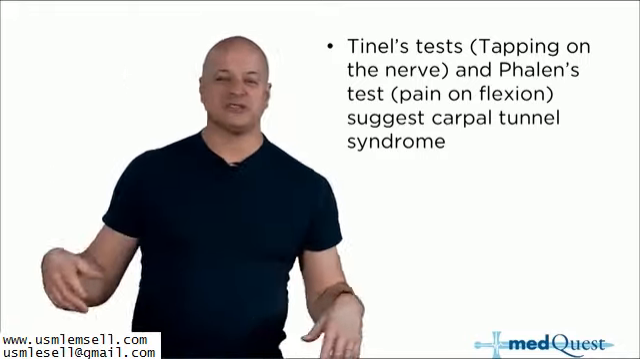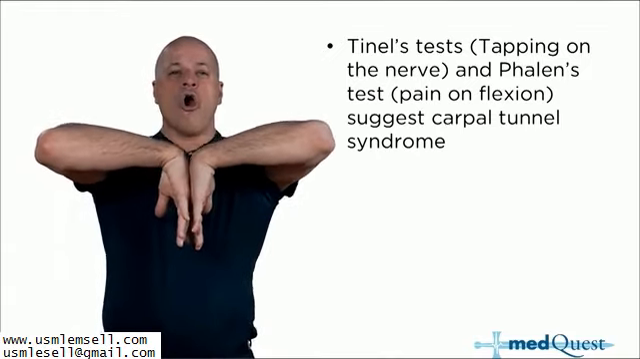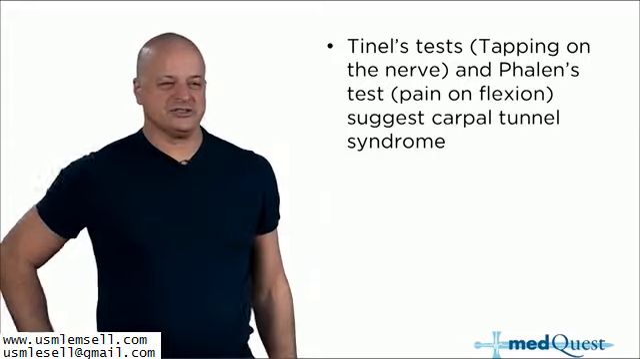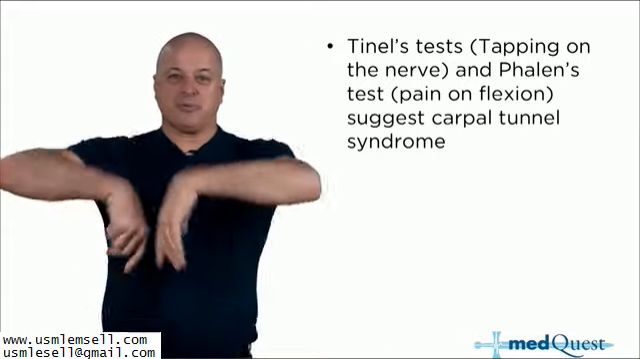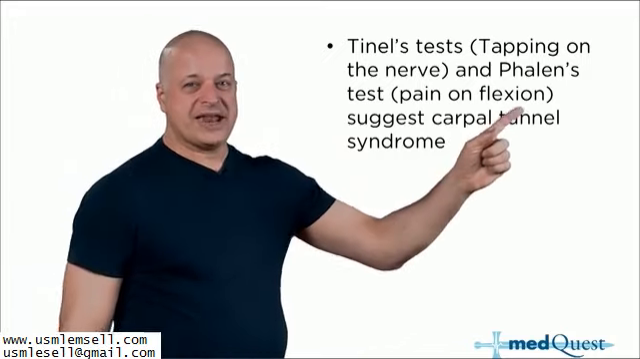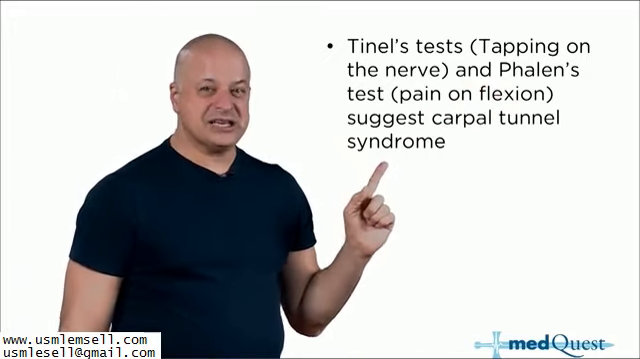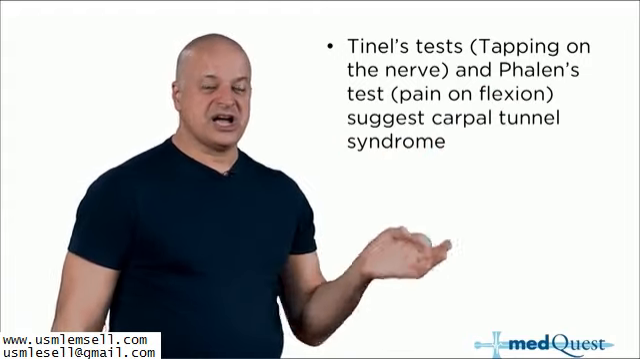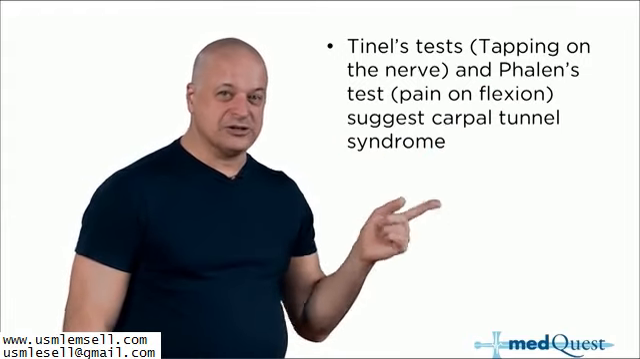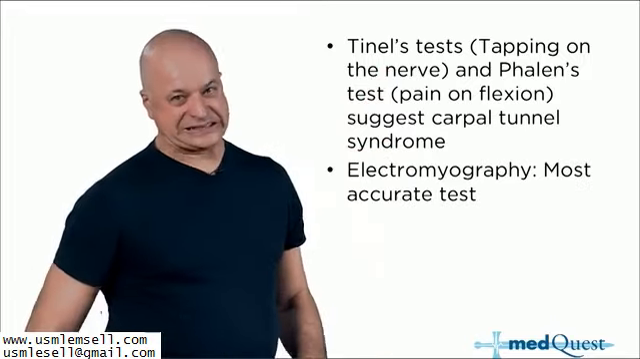Phalen's is one of my best ones to do as a group. Let's all do this together. Ready? Phalen's. And Phalen's sign is you're pressing against the carpal tunnel. The flexor retinaculum gets pressed against the carpal tunnel. And this is also a sign of carpal tunnel syndrome. Tinel's is when you tap on it, and Phalen's is when you squeeze it.